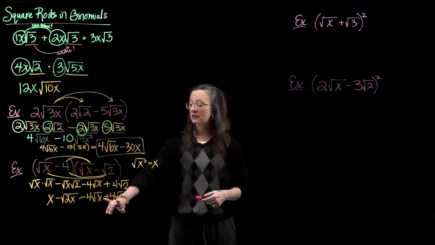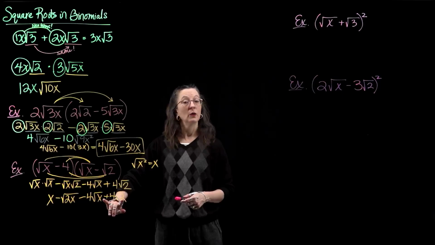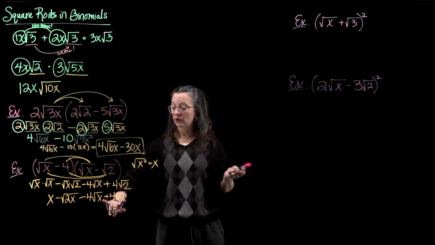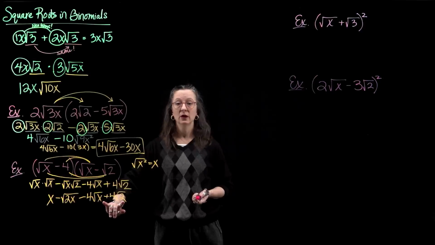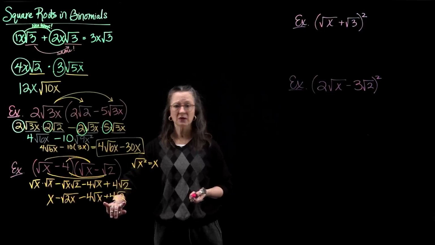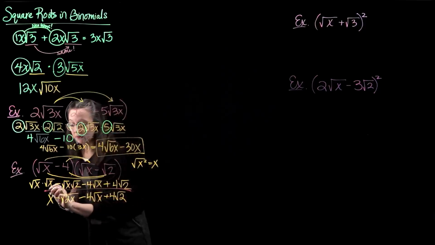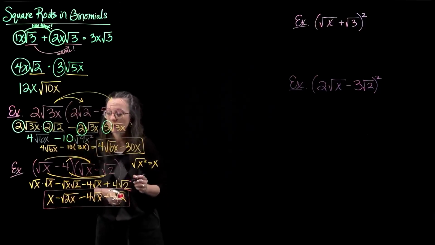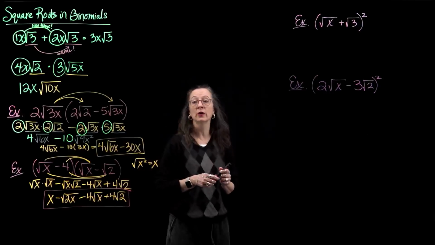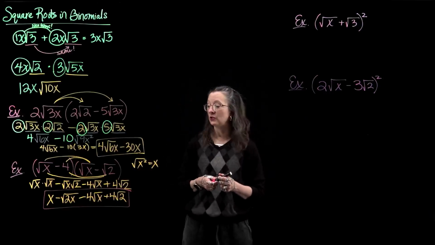Now let's look at these last two terms here. We want to see, are they like terms? So the first thing I check is the square root. Do they have identical square roots? No, then they can't be combined. All right, so my final answer on this one would be x minus square root of 2x minus 4 square root of x plus 4 square root of 2.